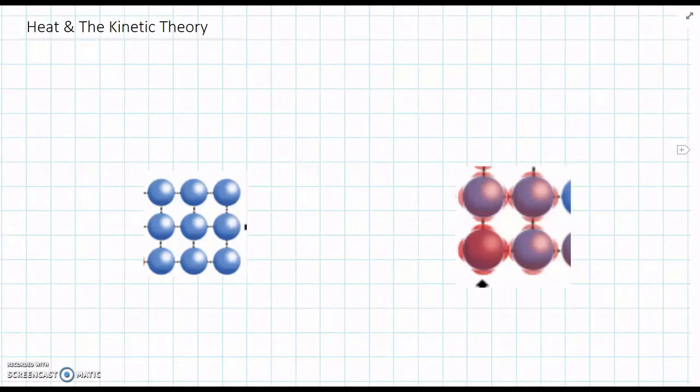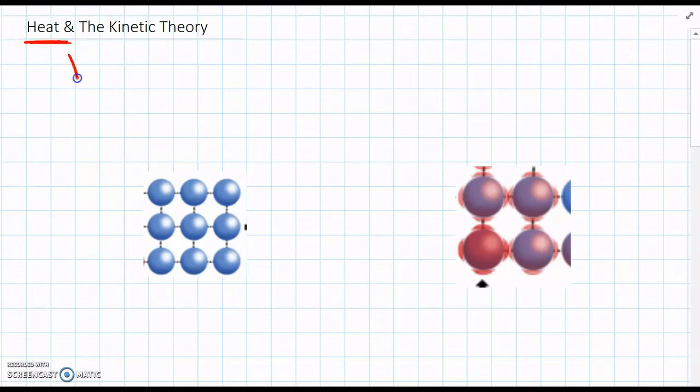Earlier on, we've looked at particles and the fact that particles make up all materials, all matter in the whole universe. And we've looked at how particles are arranged in solids, liquids, and gases. And now we're going to look at how particles are affected by heat, which is a really important concept for physics and for chemistry. We're combining two ideas in science here.